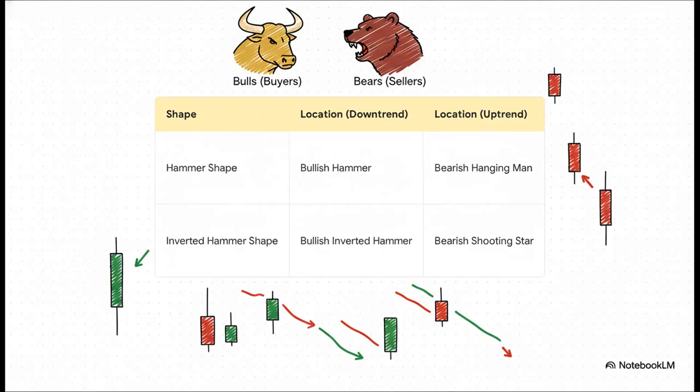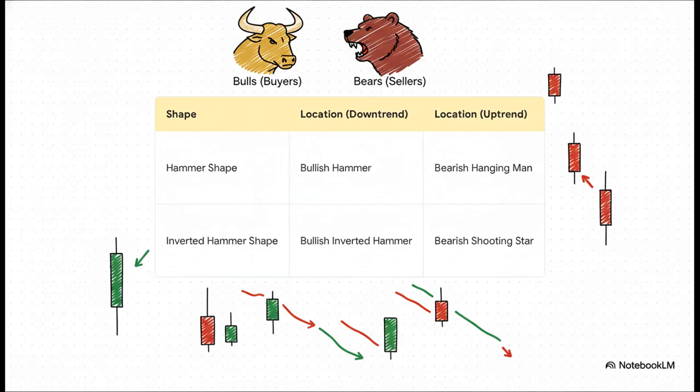Seriously? This slide right here? This is your cheat sheet for the most critical concept in all of this. Look closely. The exact same shape has a different name and a completely different meaning depending on where it is. That hammer shape at the bottom of a downtrend, that's a bullish hammer. But that very same shape at the top of an uptrend, that's a bearish hanging man.